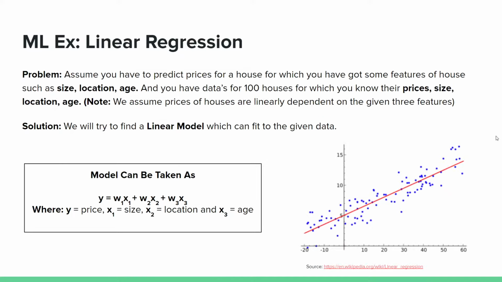Okay, some maths. In the model, W1 x1, W2 x2, W3 x3, the x1, x2, x3 are features, and the y is the output. The W1, W2, W3 are weights, and these vary.